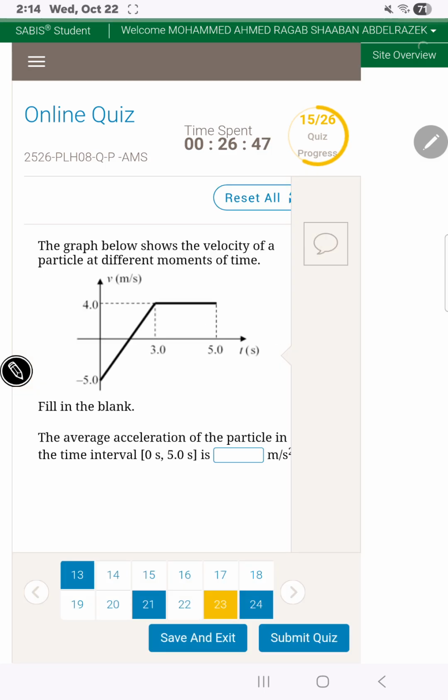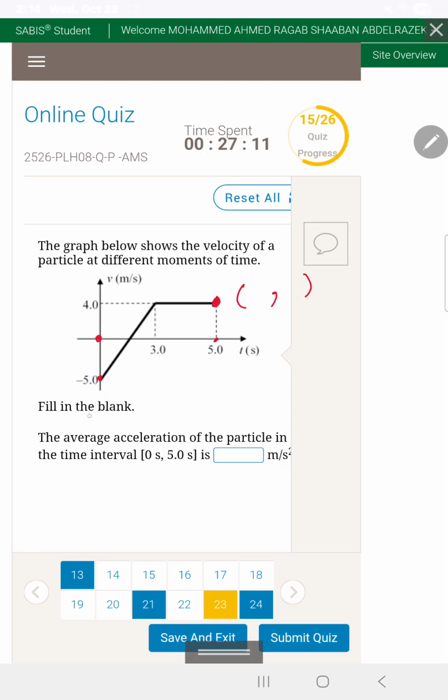Number 23. The graph below shows the velocity of a particle at different moments of time. The average acceleration of the particle in the time interval from 0 to 5. What is it? Okay, when time equals 0, this means here, and when time equals 5, this means here. So we have to focus on this point and this point. So this is 0, negative 5, and this is 5, 4. So you have to find the slope of this line.